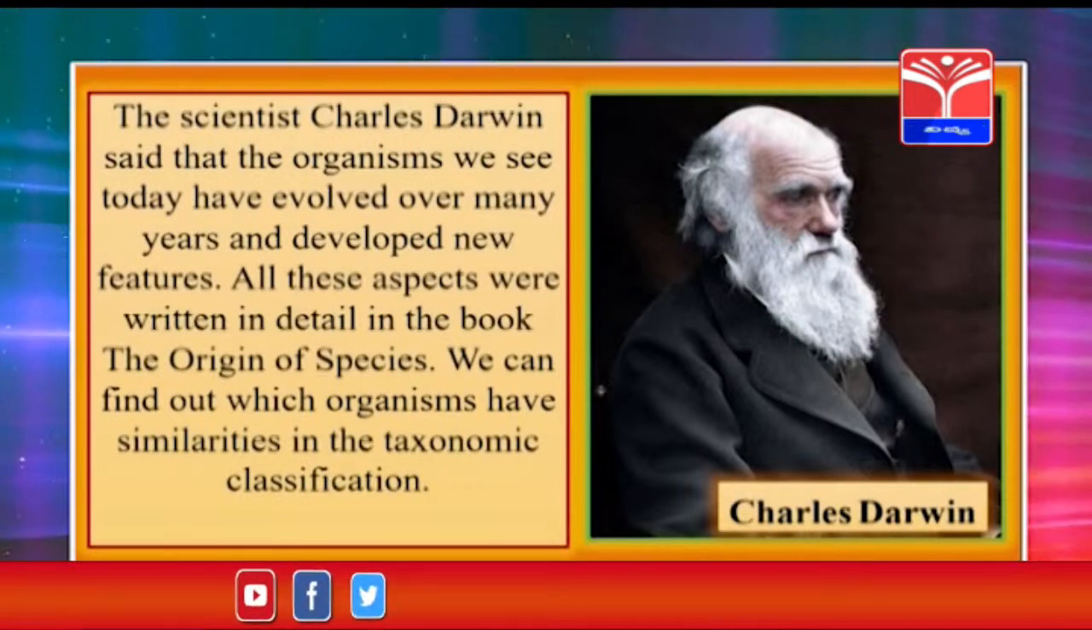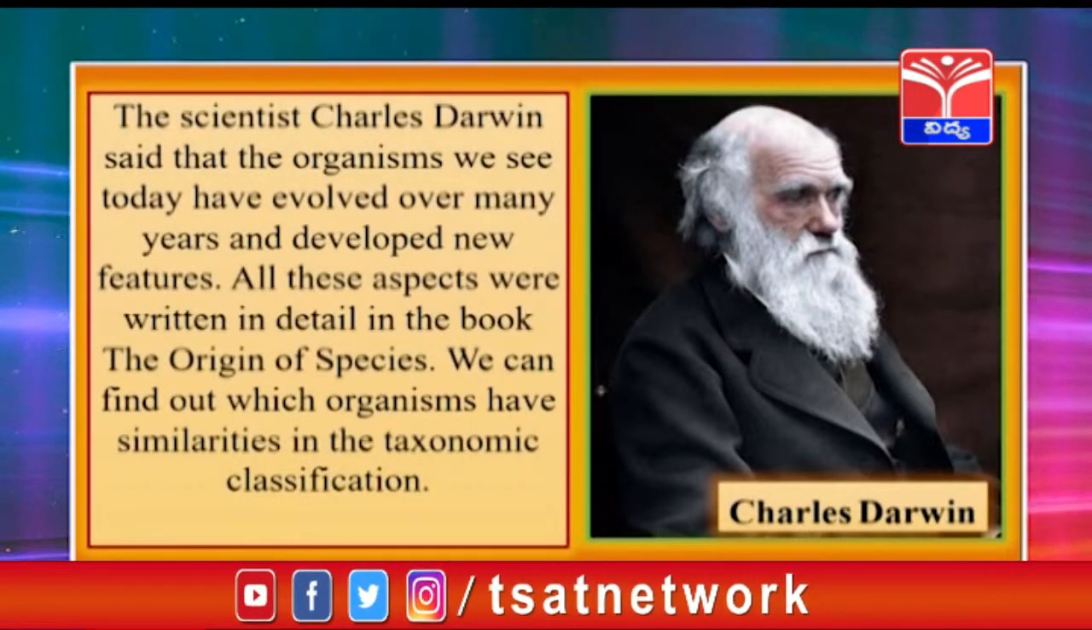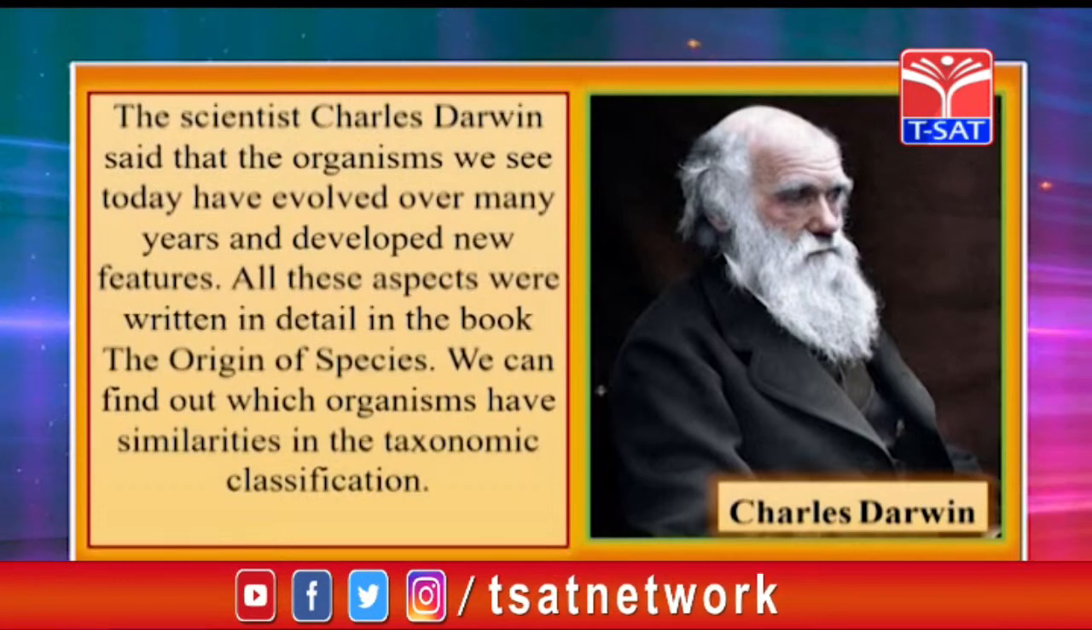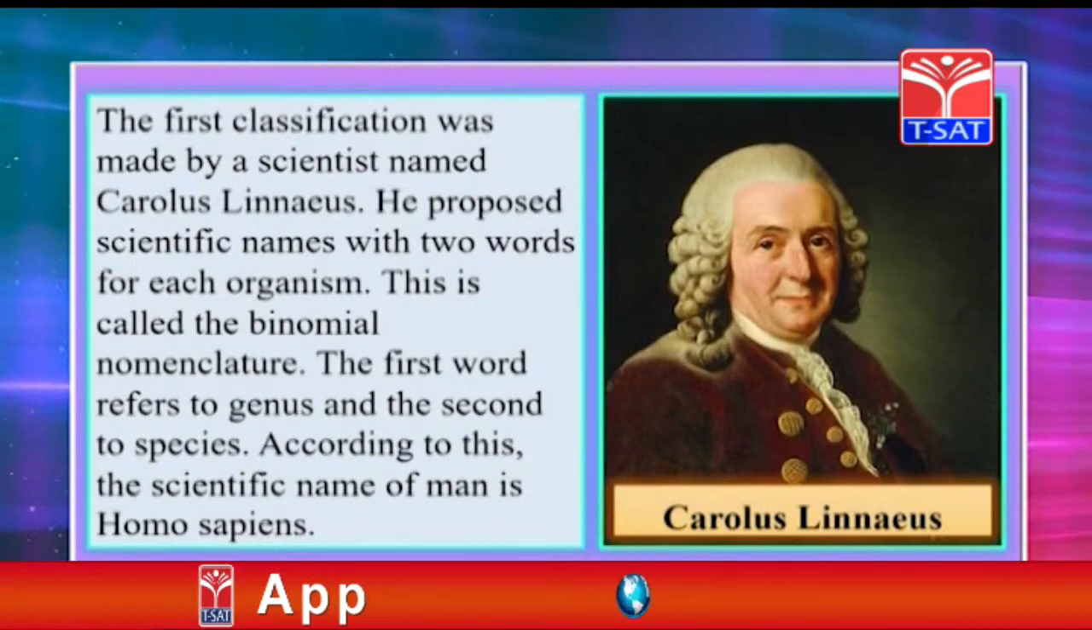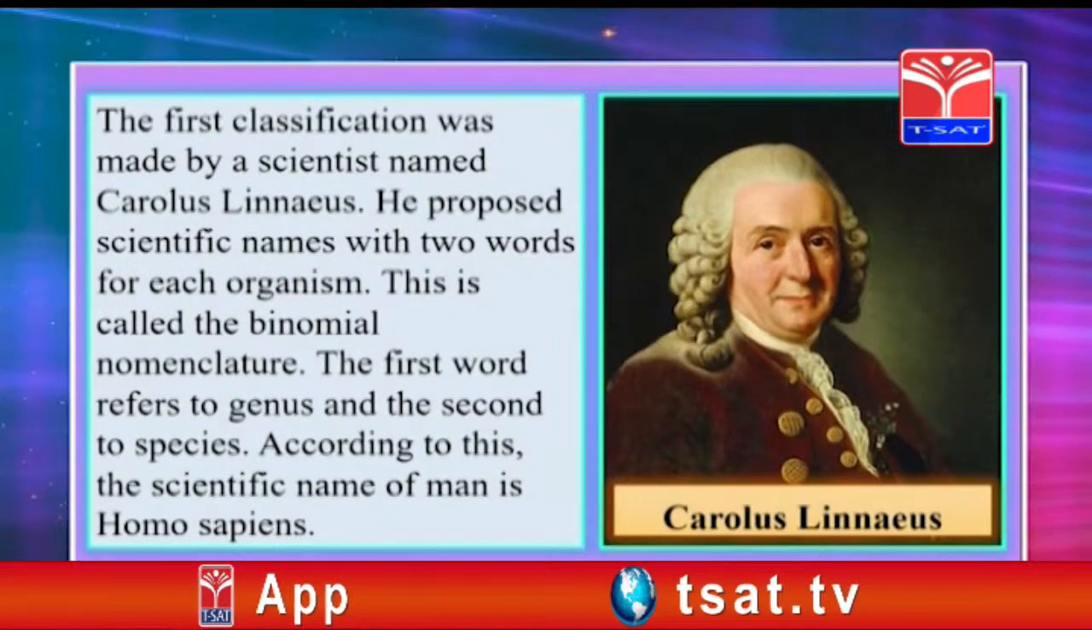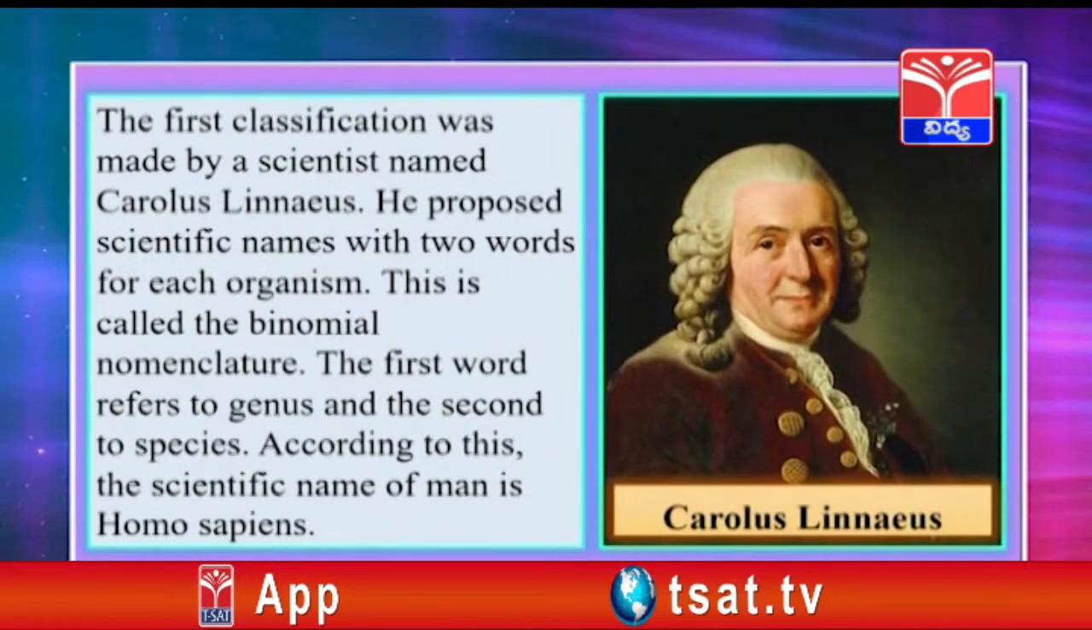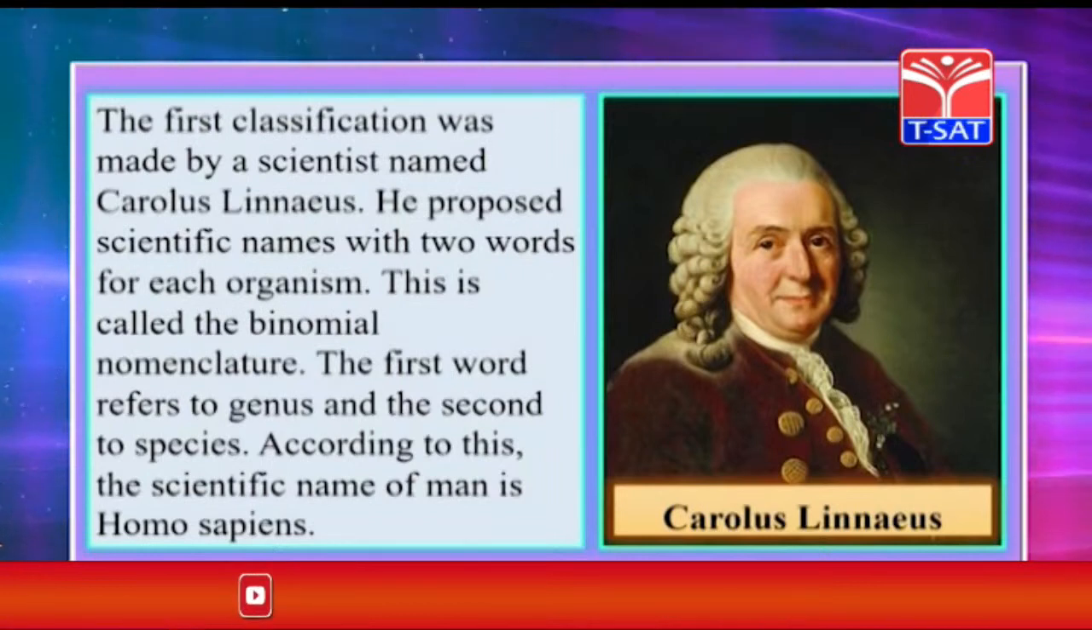We can find out which organisms have similarities in the taxonomic classification. The first classification was made by a scientist named Carolus Linnaeus. He proposed scientific names with two words for each organism.